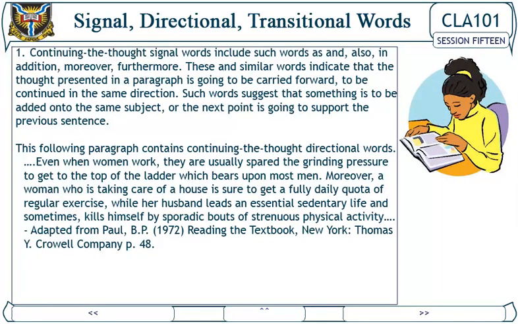1. Continuing the thought. Signal words include such words as and, also, in addition, moreover, furthermore. These and similar words indicate that the thought presented in a paragraph is going to be carried forward, to be continued in the same direction. Such words suggest that something is to be added onto the same subject, or the next point is going to support the previous sentence. The following paragraph contains continuing the thought directional words.